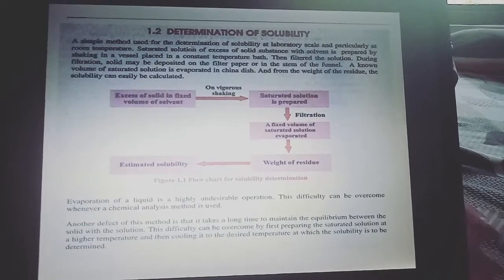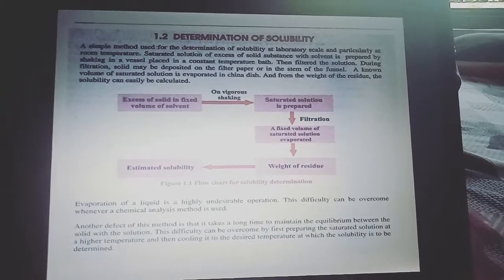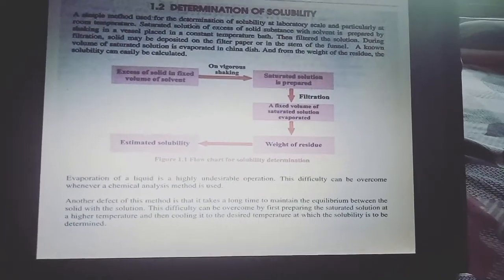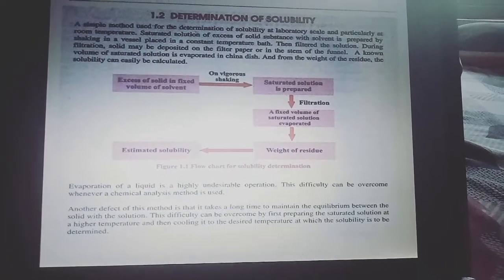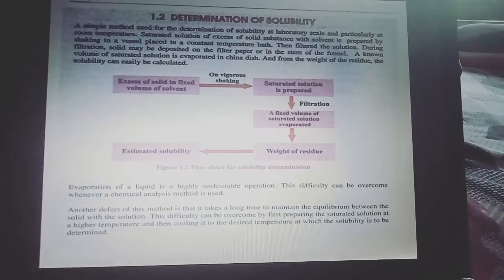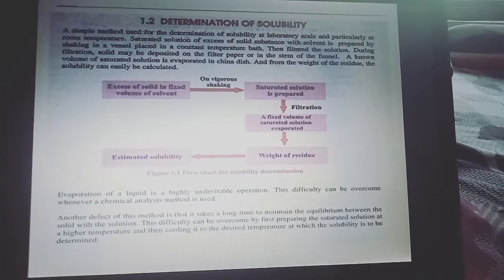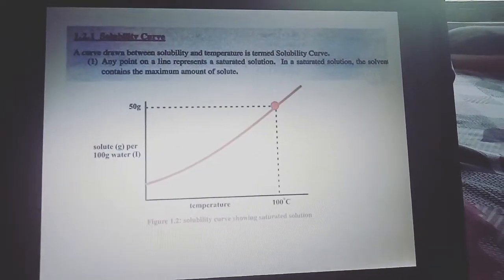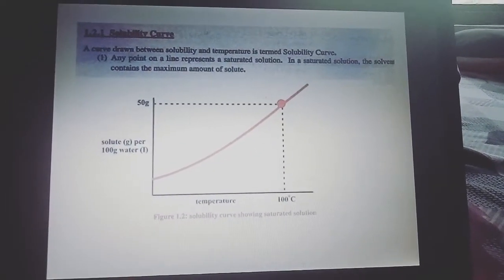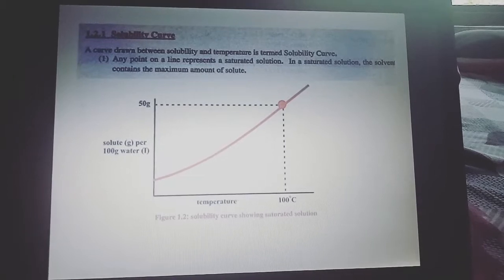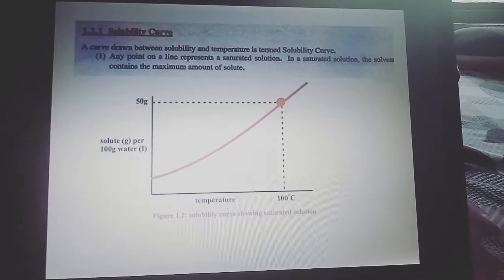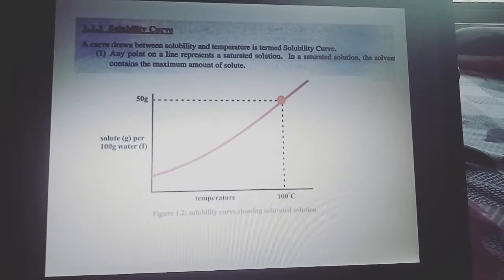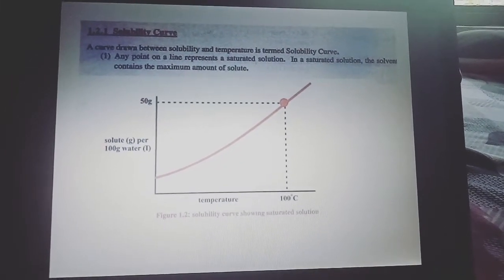Okay, evaporation of liquid is a highly undesirable operation. This difficulty can be overcome whenever a chemical analysis method is used. So this is the method by which we can determine the solubility. Okay, next are the solubility curves. There are various solubility curves, okay, that are drawn between the solubility and the temperature. This first curve you can see, this is a solubility curve for a saturated solution.